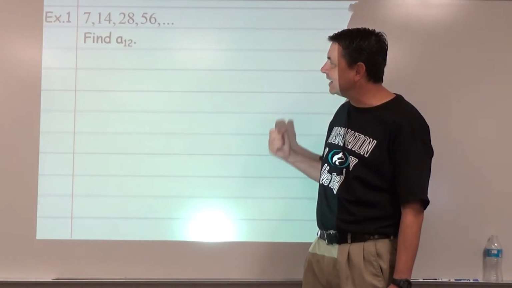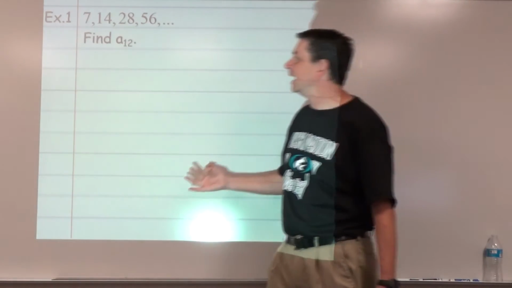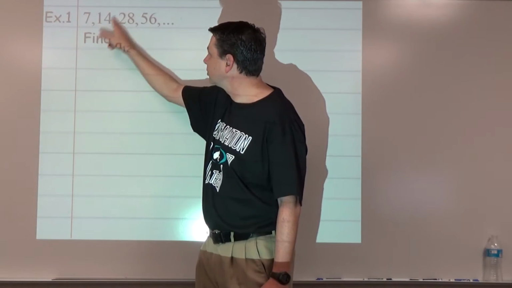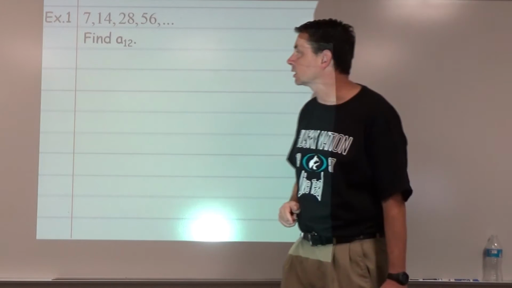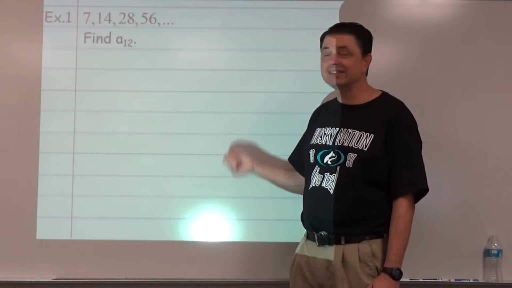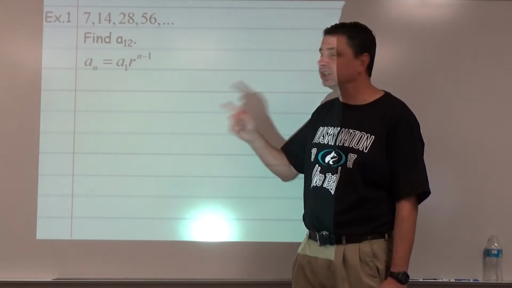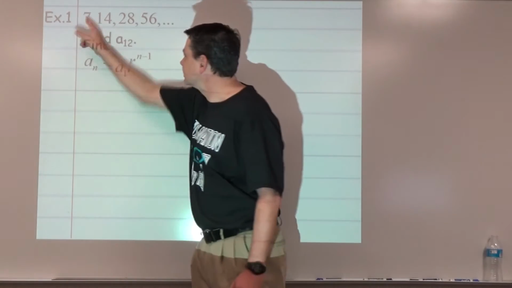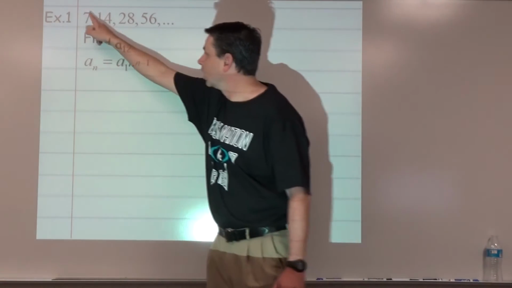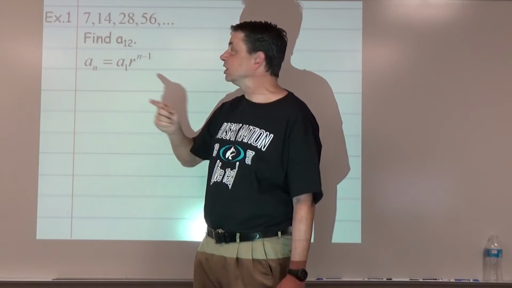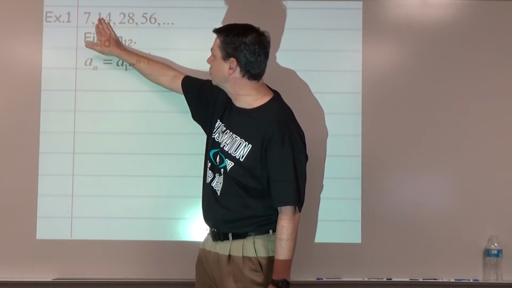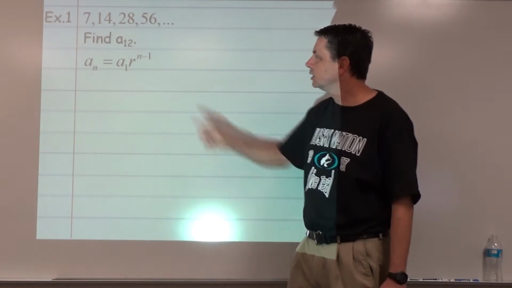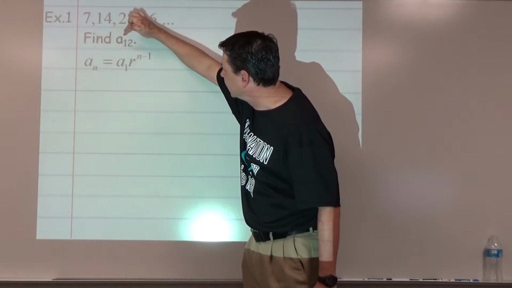Example 1, find a sub 12. Let's see if we can figure out the pattern. It's not adding 7. It's multiplying by 2. So it's geometric. So to find a sub 12, we're going to use the a sub n geometric formula. a sub 1 is 7. r is the pattern. It's going to be 2. Remember, we can take any number, divide by the one before it. 28 divided by 14, as long as it's geometric, is 2. So that's going to go there. And our exponent is going to be the n minus 1.